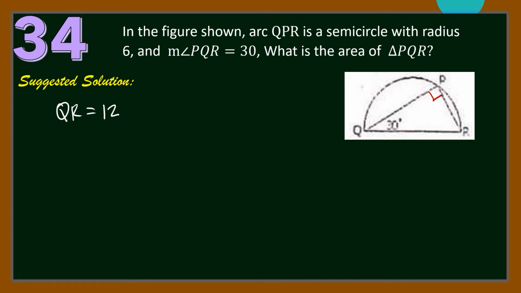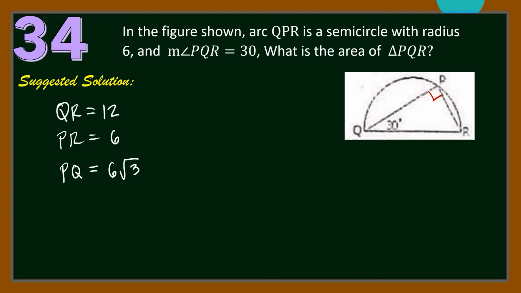Triangle PQR is also a 30, 60, 90 degree triangle. Therefore, the measure of segment PR is equal to half the measure of segment QR, and that is equal to 6 units. Also, since this is a 30, 60, 90 degree triangle, then segment PQ is equal to 6 square root of 3. The longer side of a 30, 60, 90 degree right triangle is square root of 3 times the side opposite 30 degrees.